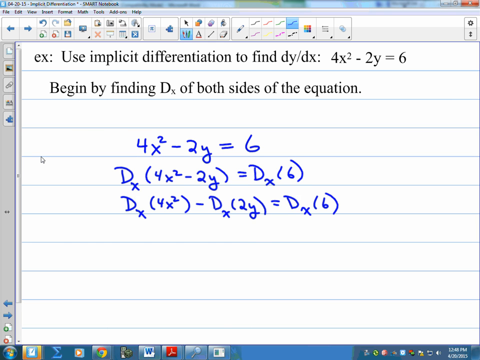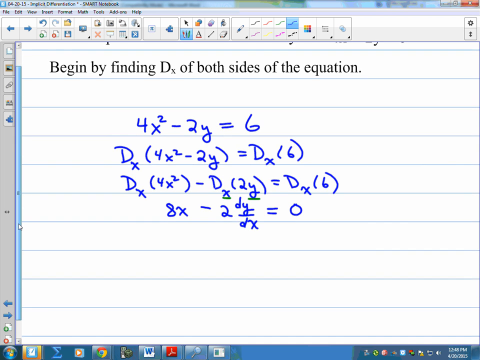So the derivative of 4x squared is just 8x. And then I've got minus. Now when I see that I've got mixed variables, a derivative with respect to x of a y term, I know it has to be implicit. So this is the derivative of 2 times y, right? This is your constant multiple rule: I'm allowed to carry the constant through and then say it's times the derivative of whatever y is. We don't know what y equals, so again, we represent that as dy/dx. And on the right side, the derivative of my constant is 0.